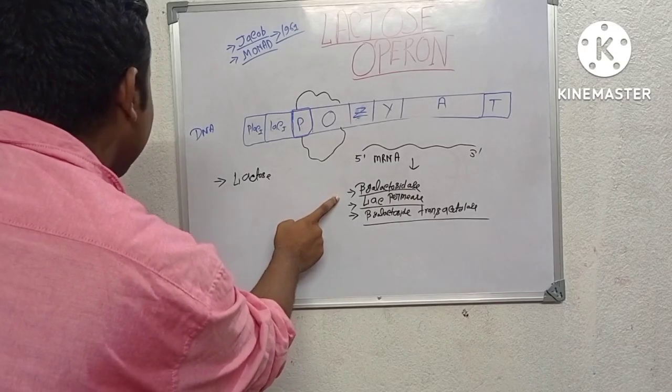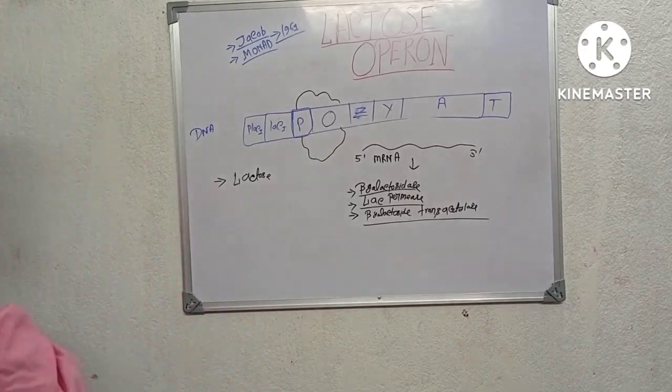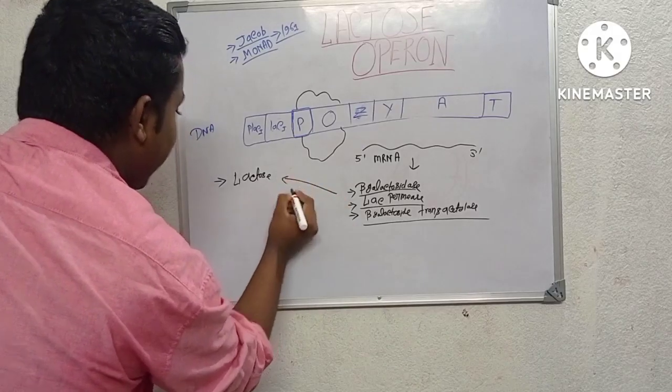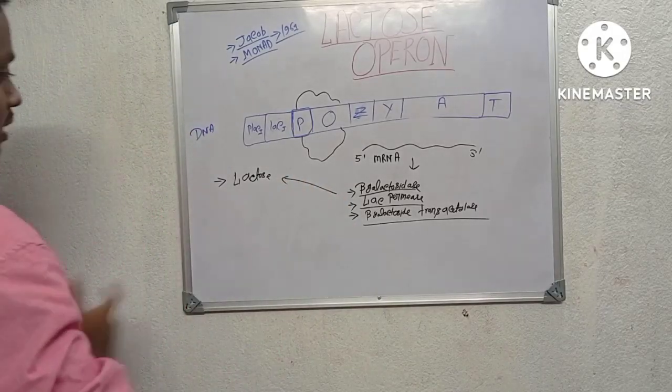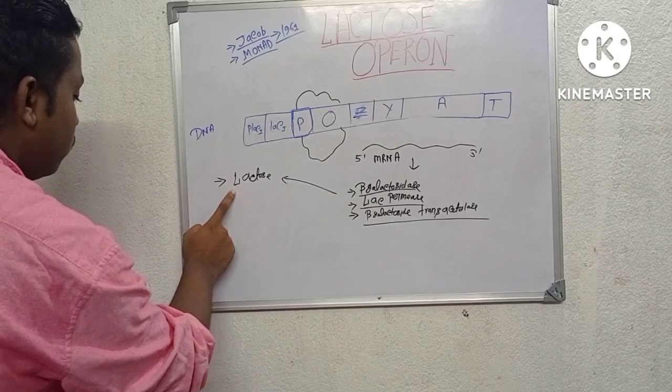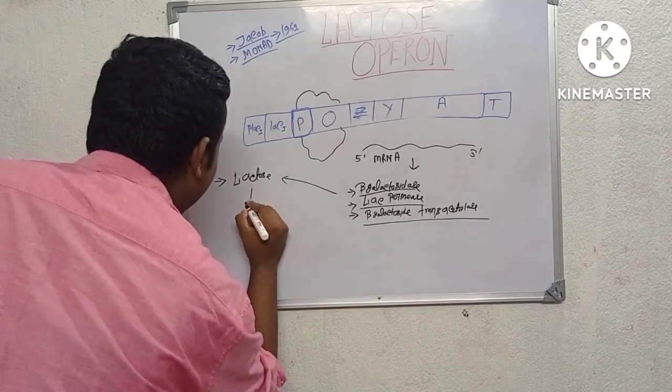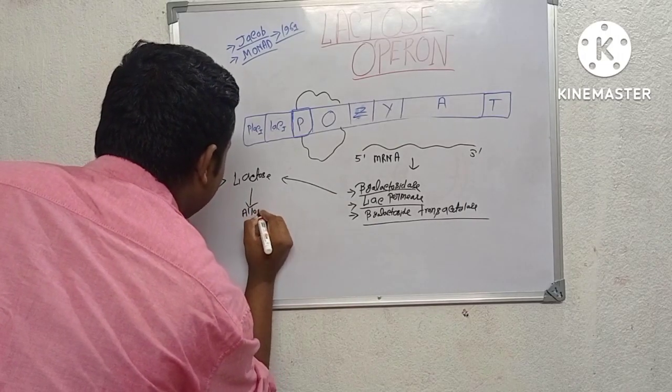Another function of the beta galactosidase is that it converts this lactose into allolactose.